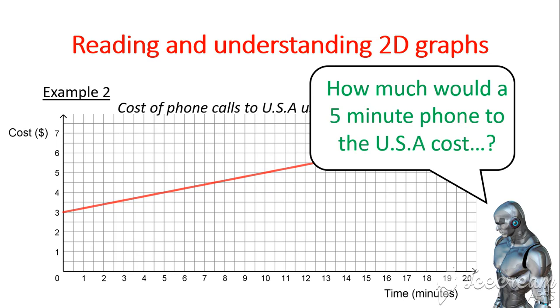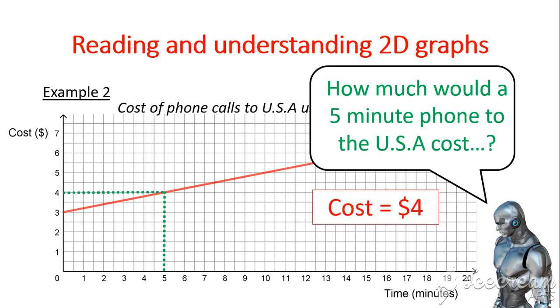So 5 minutes, we have to look at time. Here's 5 minutes on the x-axis. And if I now go up and smack into my graph and take it across to my cost, we can see that a 5-minute phone call costs about $4. When we do these interpretations, we don't always get a perfect answer. We're just guessing. So I reckon it looks pretty close to $4. So we're going to say $4.